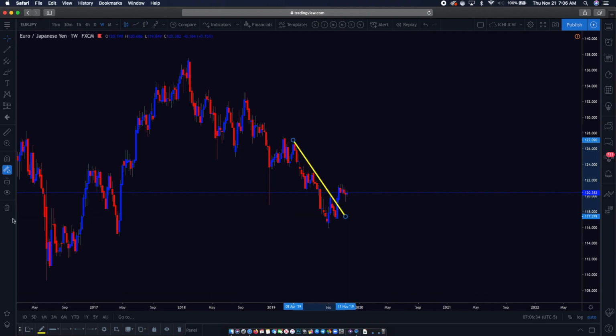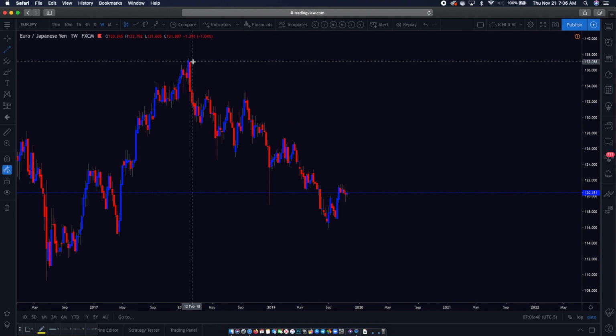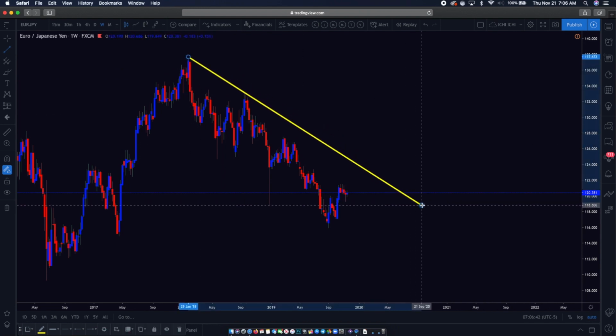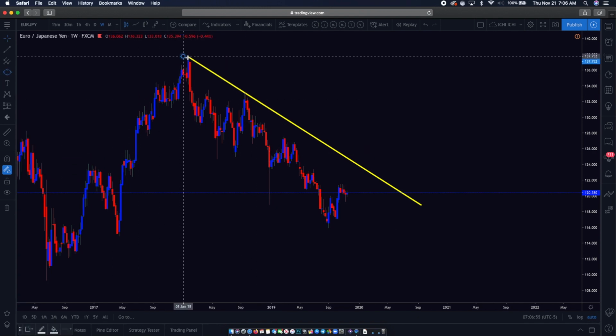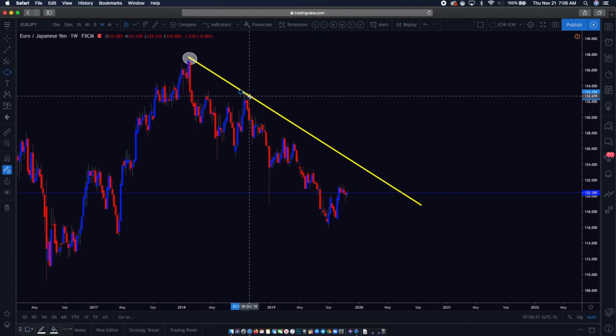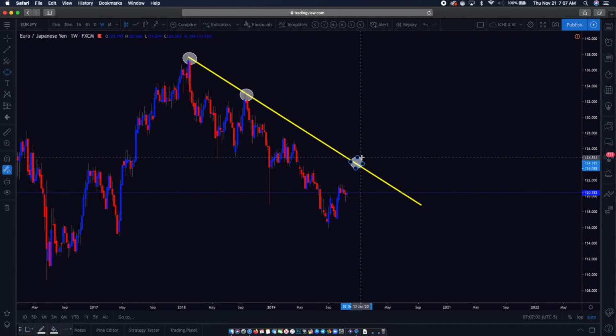So in this case, in Euro JPY, we've identified that we are in a downtrend, so we should be taking only sales, right? But there's exceptions to the rule. There's always exceptions to the rule. There's always ways you can bend the rule. We should be taking sales pretty much every time price comes to this trend line. So at this point, we should be taking sales in this area.